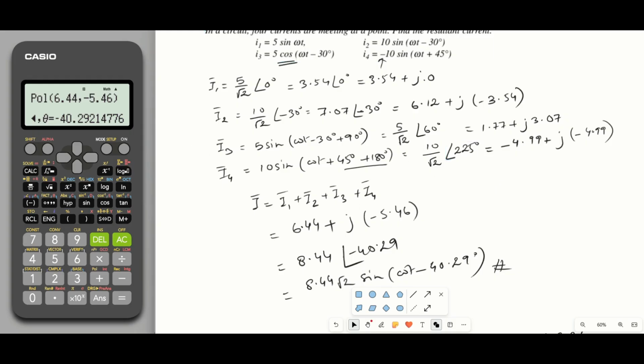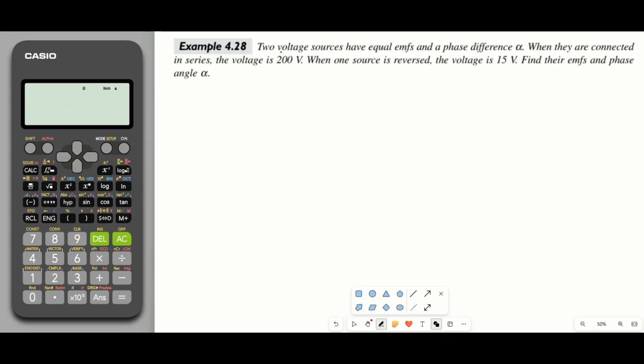So let us consider one more numerical. In this question we have two voltage sources that have equal EMFs and a phase difference of alpha. When they are connected in series, the voltage is 200 volts, and when one source is reversed, the voltage is 15 volts. Find the EMF and the phase angle alpha.